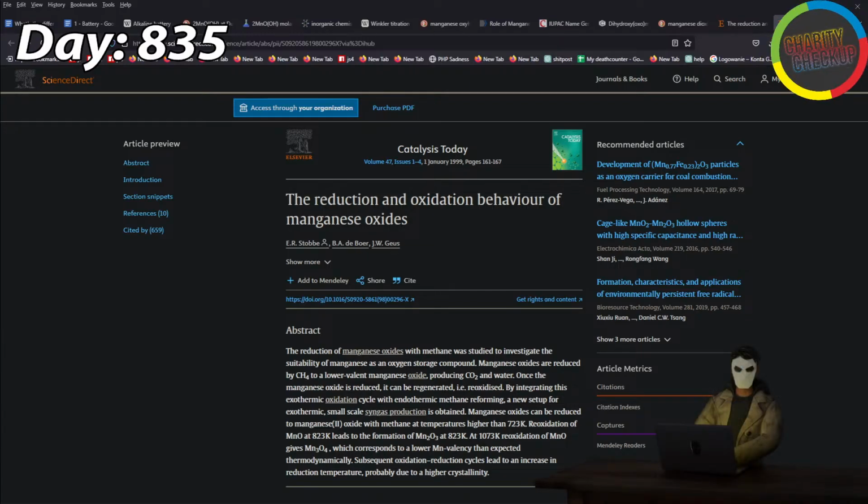Reduction of manganese oxide with methane was studied to investigate the stability of manganese oxygen storage compound. Manganese oxides are reduced by lower valence manganese oxide, producing CO2 and water. Once the manganese oxide is reduced, it can be regenerated. Reaction cycle. Yeah, this could be a good source, because if we want to go more in depth into the reaction, that could be great.